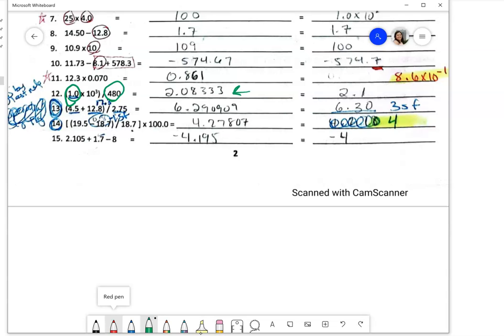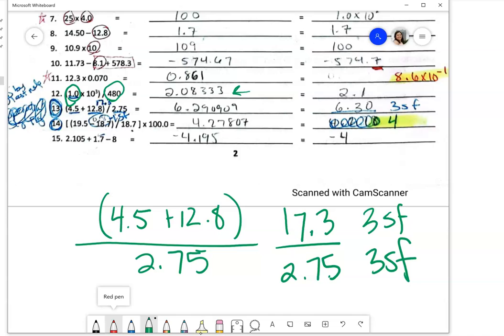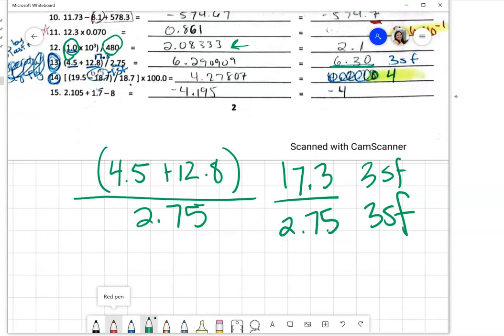Okay, on number 13, this is what it looks like. 4.5 plus 12.8 divided by 2.75. Okay, when you have two rules here, because you have the addition rule and the division rule, you need to keep track of your numbers. So what I mean by that is you have to show me 4.5 plus 12.8. That's 17.3. Now that's divided by 2.75. This is very important because you need to keep track of this. At least in this case, they're both 3 sig figs, so that really didn't matter for this. Whatever your answer was here, you need to change it to 3 sig figs. So that's 6.30.